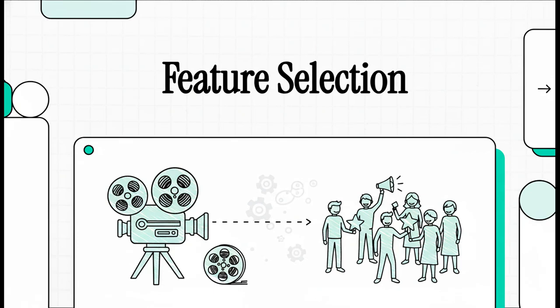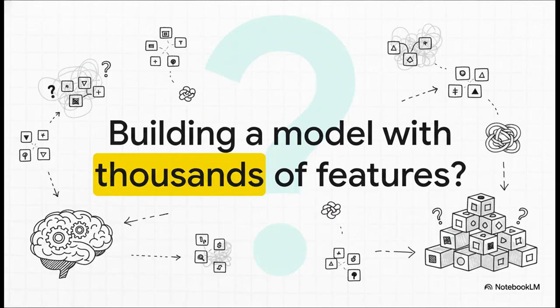All right, let's talk about one of the most crucial and honestly most interesting parts of machine learning, feature selection. Here's the deal. Building a great model is a lot like making a great movie, and your features, well, those are your actors. So, have you ever been there? You're staring at a dataset with hundreds, maybe even thousands of features, and you're thinking, what do I do with all this? It can be completely overwhelming.